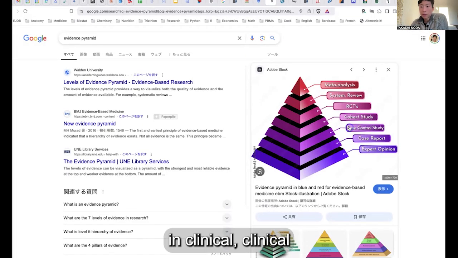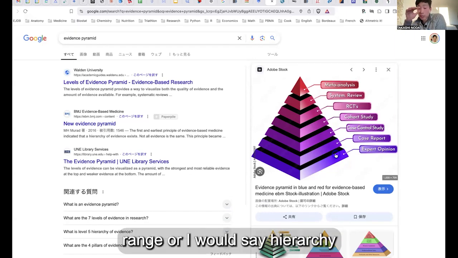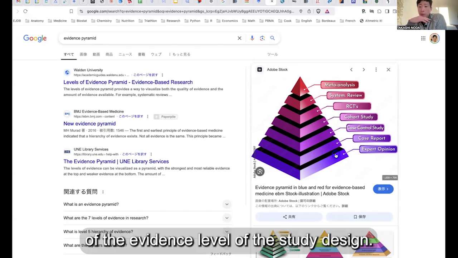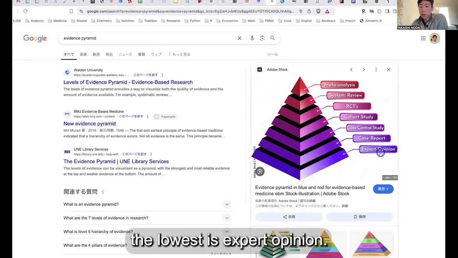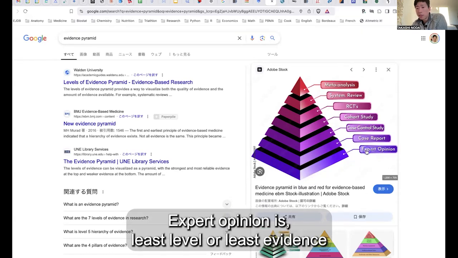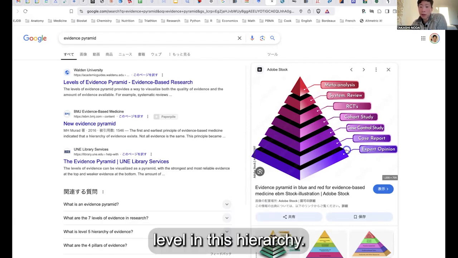In clinical studies, there is a range, or I would say a hierarchy, of evidence levels across study designs. The lowest is expert opinion. Expert opinion is the lowest level of evidence in this hierarchy.